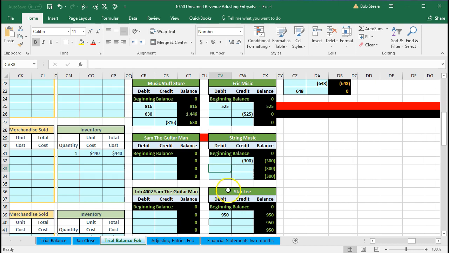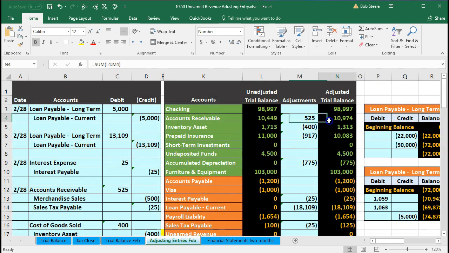So all we're going to do is adjust that. This is an accounts receivable account, and we have a negative receivable, so we're going to increase it by that. I've gone back to this tab, by the way. We're going back to the adjusting entries tab. And so the other side of this is going to be the accounts receivable account.